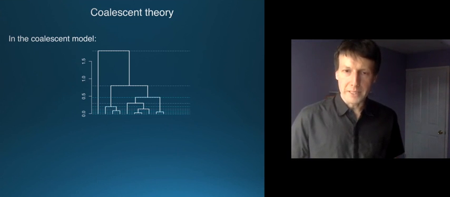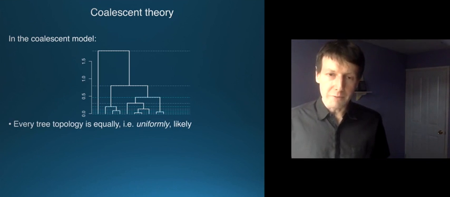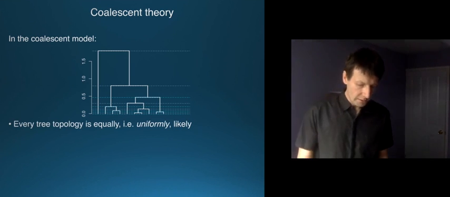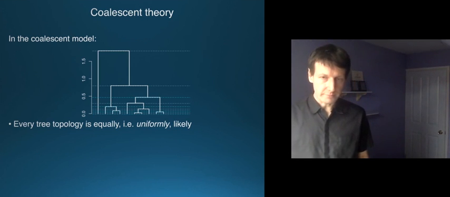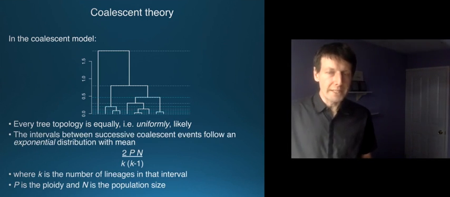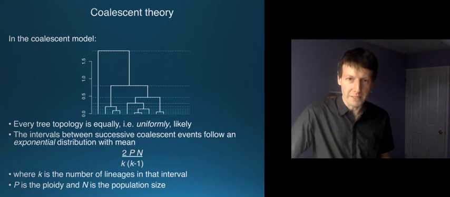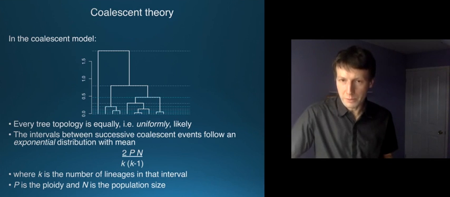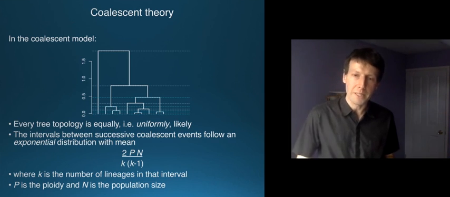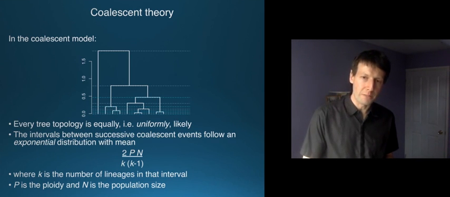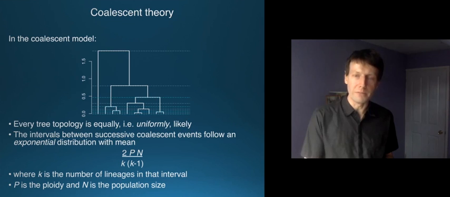The first result from coalescent theory under its assumptions is that every tree topology is equally likely, or formally, uniformly likely. And so really the tree is characterized by these epochs, or the intervals between successive coalescent events. Under the coalescent, they follow a simple distribution called the exponential distribution, and it has a mean which is expressed in terms of the ploidy and the population size. You multiply those two things together and it tells you how many genes there are, how many copies of a gene, or indeed a single nucleotide, in the population, and k, which is the number of lineages within that epoch, within that interval.